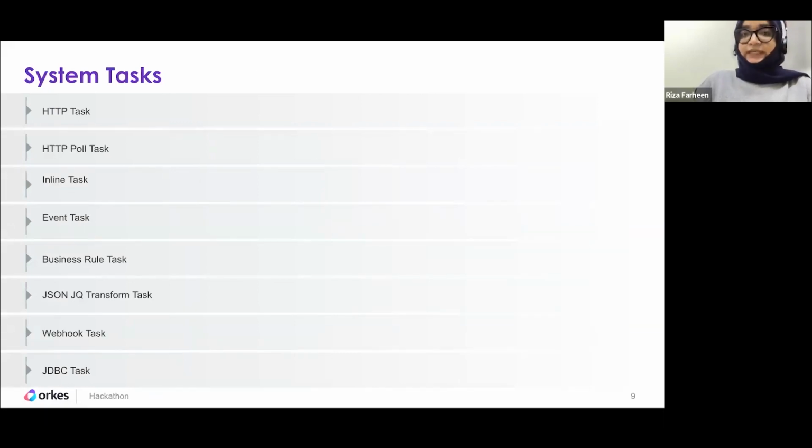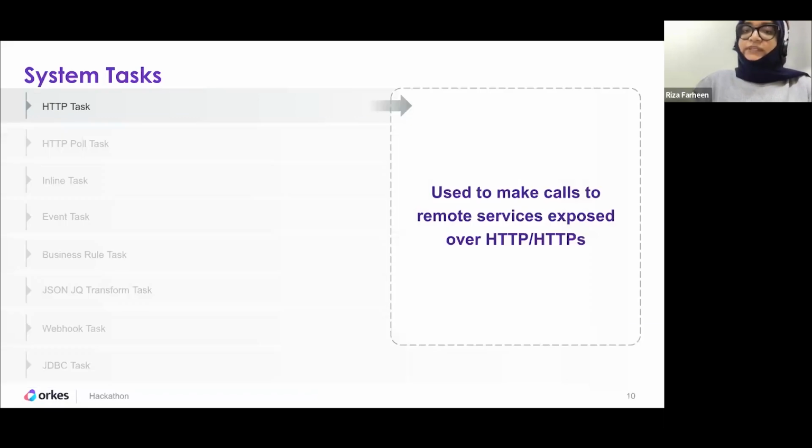Now let's go into detail about each of the tasks. The HTTP task is used to make calls to remote services that are exposed over HTTP or HTTPS. If you're using an HTTP task, you can provide the input parameters according to your requirement. We have documentation which details all the input parameters and the SDK method, so you can go through it to understand what each of the input parameters does.